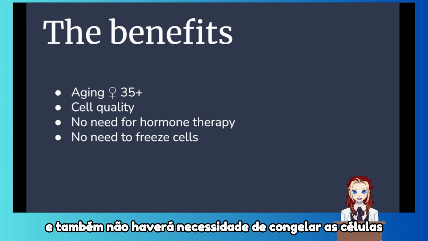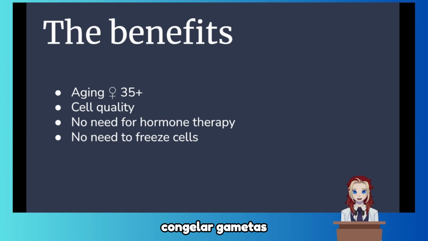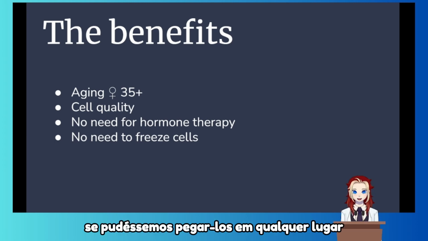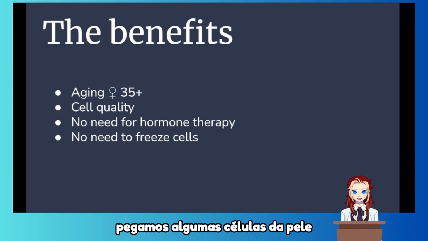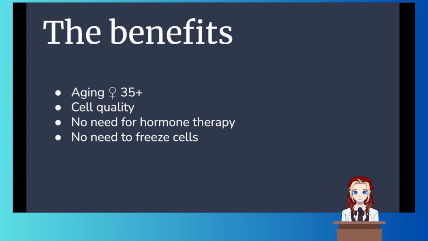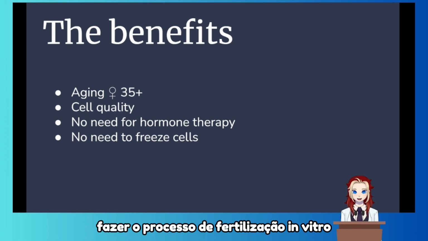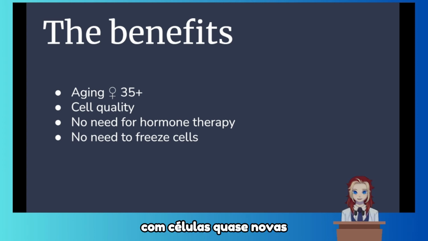And also, there would be no need to freeze the cells. To freeze gametes, we could just take them on the go. You go to the clinic, we take a few skin cells, we send them to a lab that does iPS, or we could do iPS at the clinic, and then we would do the fertilization process in vitro with almost new cells, practically new cells. So it would be really interesting.